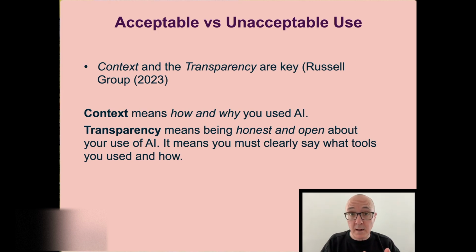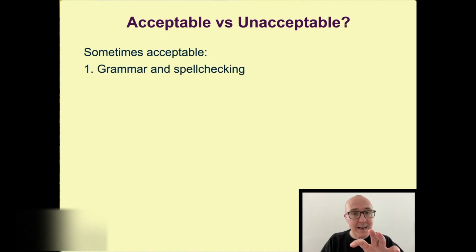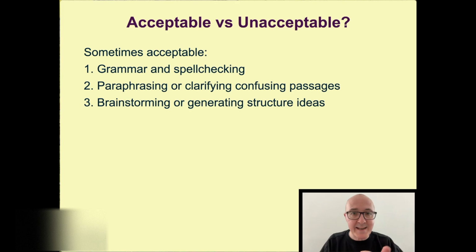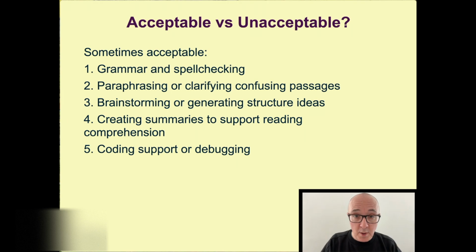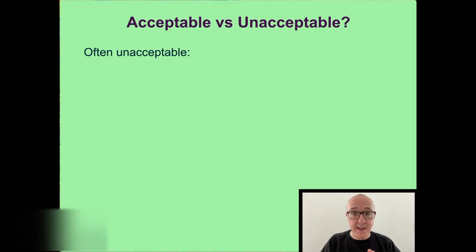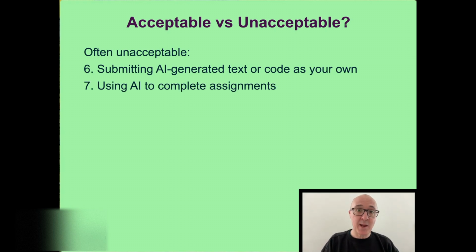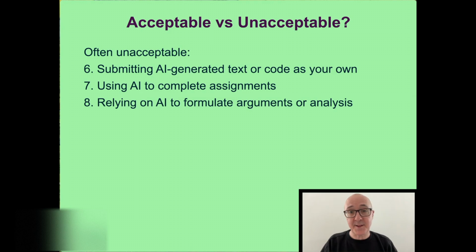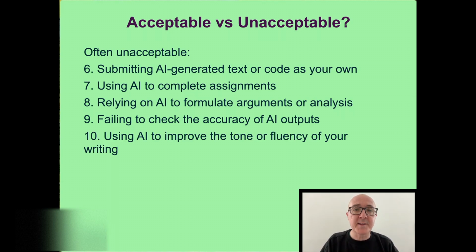Acceptable use might include using your Gen AI tool for grammar and spell checking, for paraphrasing or clarifying confusing concepts or confusing passages in a text, for brainstorming or generating structure ideas, creating summaries to support reading comprehension, coding support for debugging assistance. But there are often unacceptable uses, include submitting AI-generated text or code as your own work, using AI to complete your assignments, relying on AI to formulate arguments or analysis, failing to check the accuracy of AI outputs, using AI to improve the tone or the fluency of your writing. Make sure you find out the policies which apply to you.